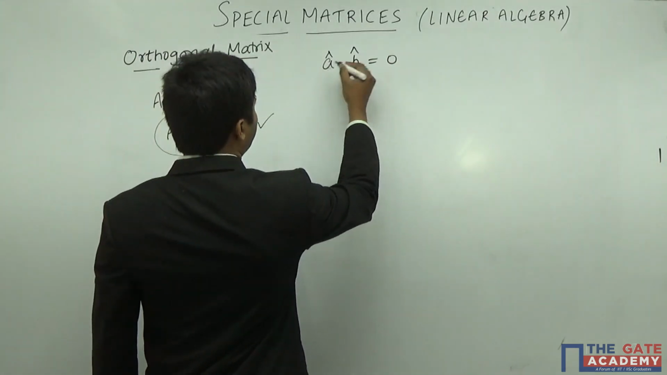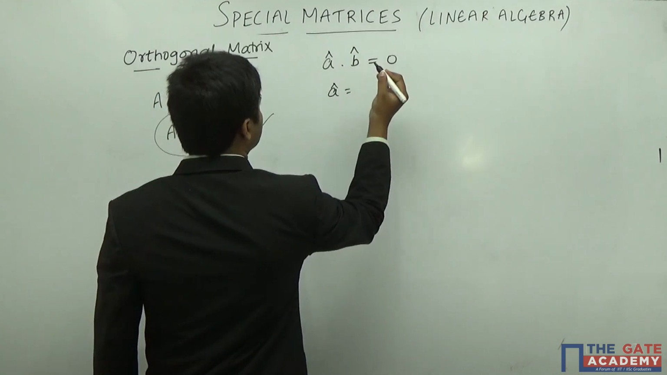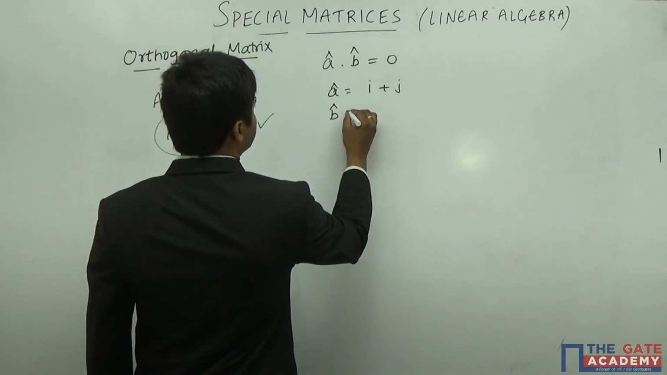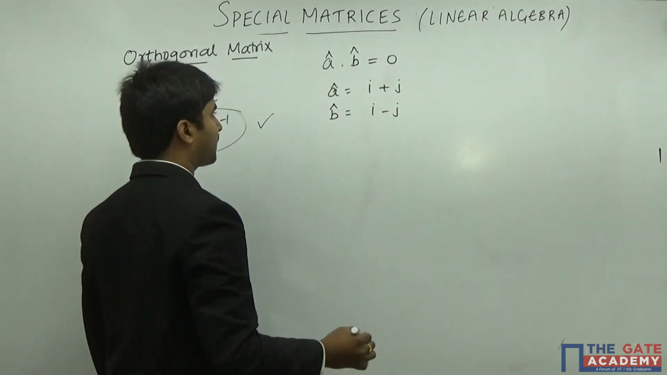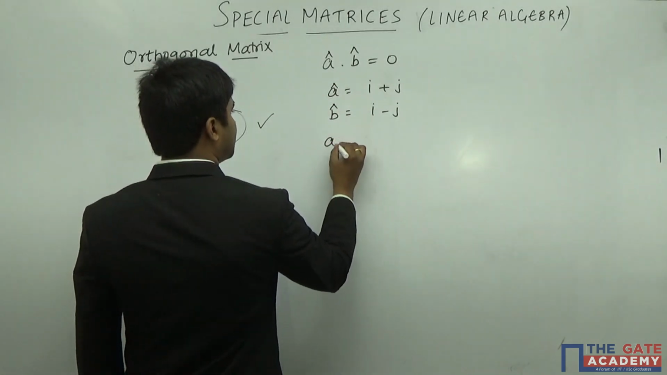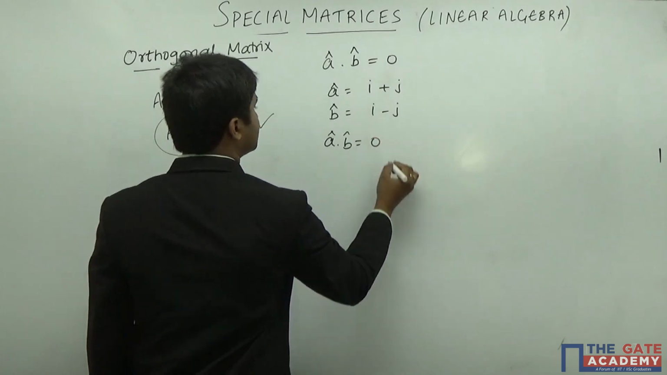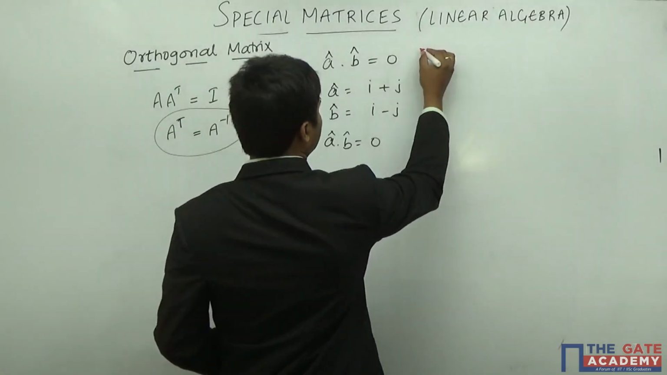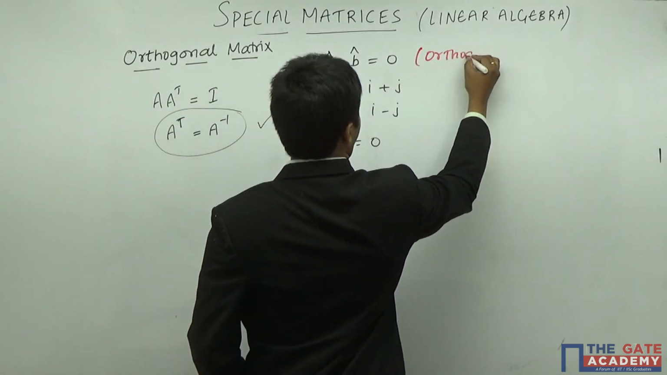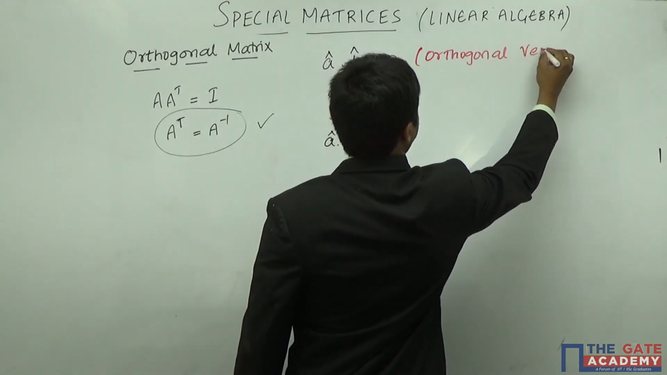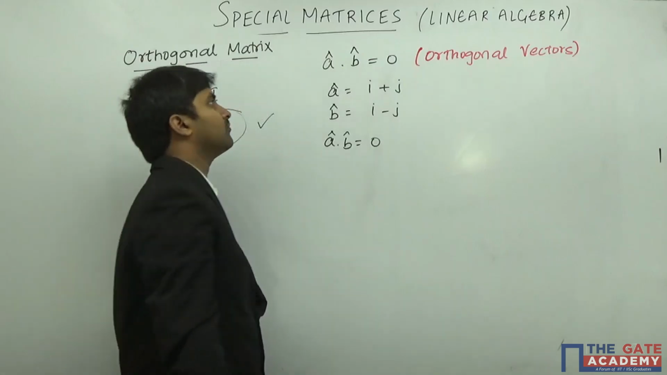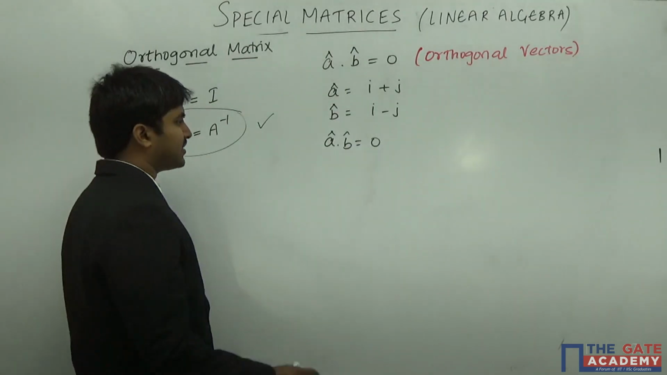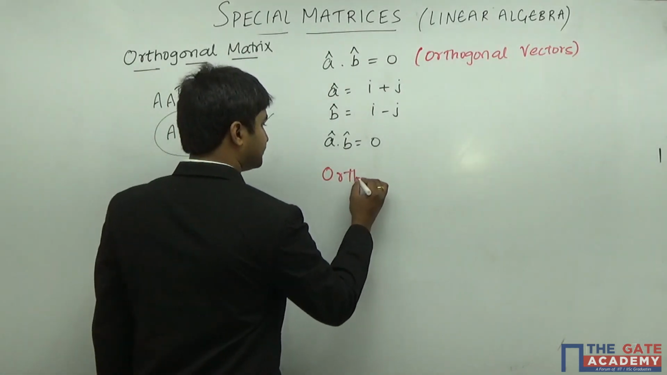For example, let A be equal to I plus J, and let B be I minus J. Now what is the dot product? The dot product is equal to 0. This is what we call the orthogonality of vectors. A dot B is equal to 0 means they are orthogonal vectors. We also have something called orthonormal vectors.